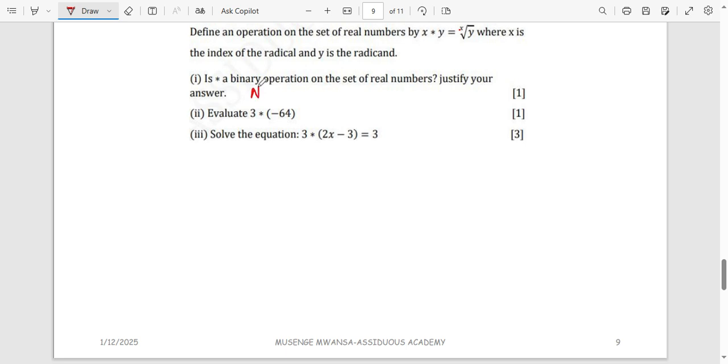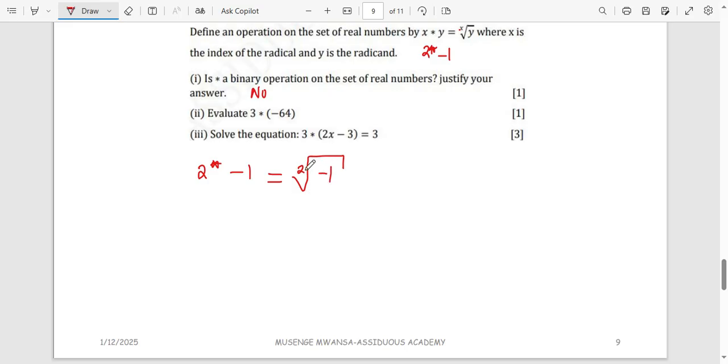So we are saying no, this is not going to be a binary operation on all the set of real numbers. Why? You say because not all the results after performing the operation star are going to be real numbers. That's when you can give an example. For example, if you have got 2 star negative 1, this is now 2 star negative 1. So where there is x, you put 2. So that will be 2. That's the second root. Where there is y, you're putting negative 1.